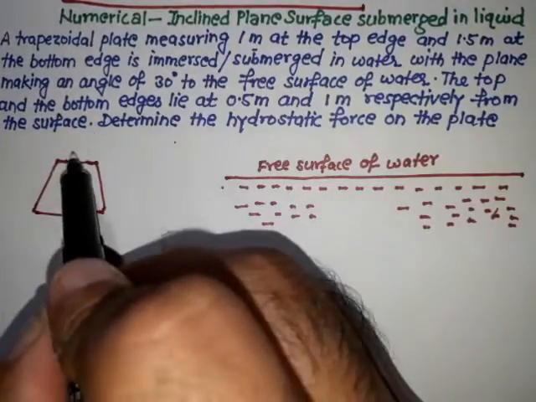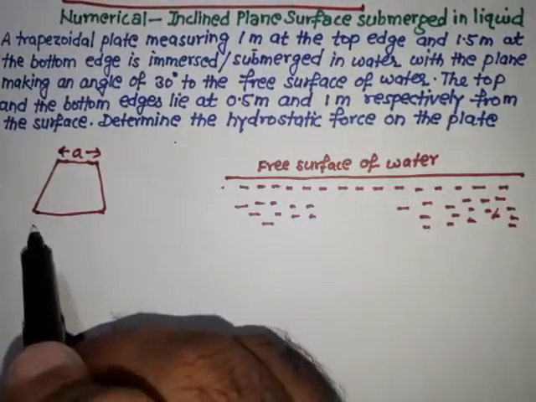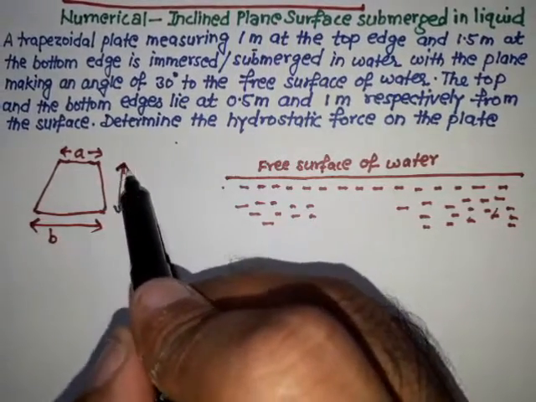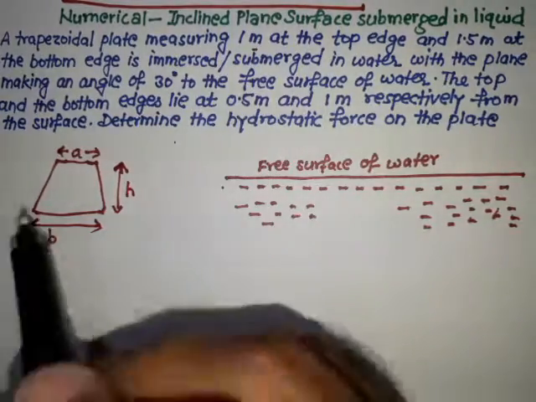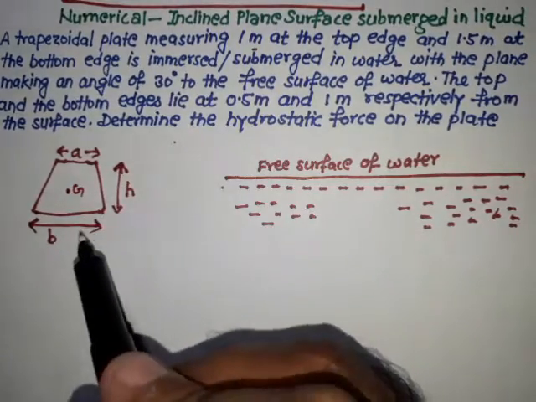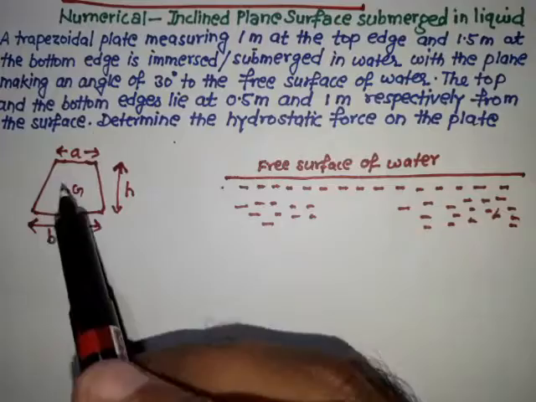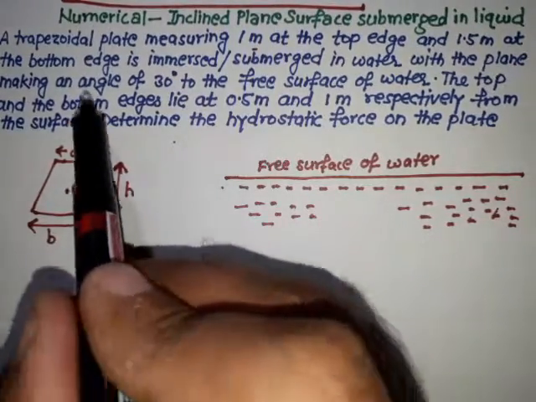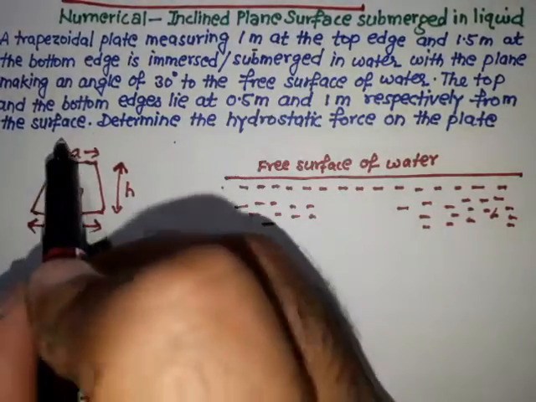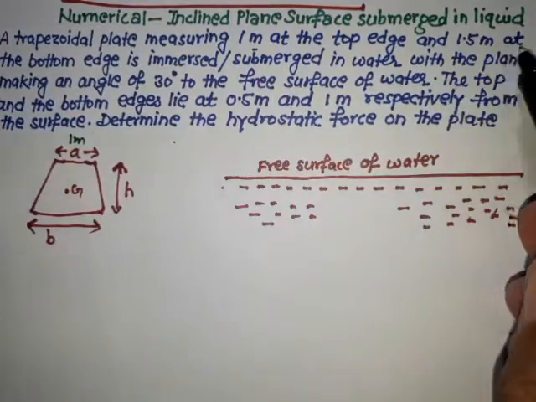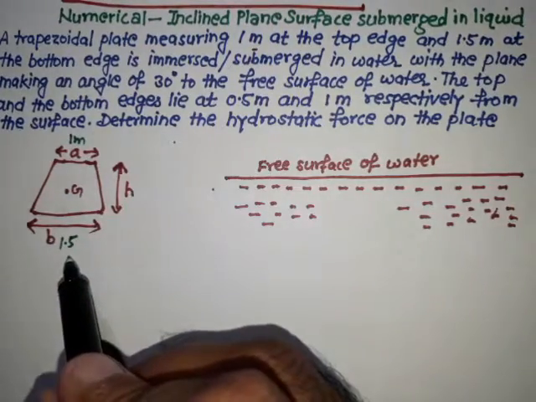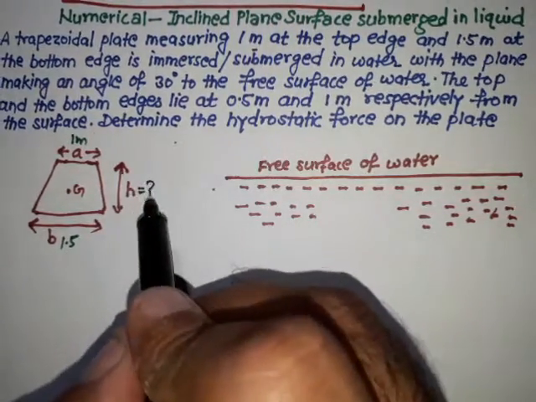like that. This is the top edge that is A, this is the bottom edge that is B, and this is H, that is the depth, and this is the center of gravity. So this is the shape of the trapezoidal, and in the statement, the trapezoidal plate measures 1 meter at the top edge. So this distance is given, that is 1 meter, and 1.5 meter at the bottom edge. We can say A equal to 1 meter, B equal to 1.5 meter, and this H is not given.